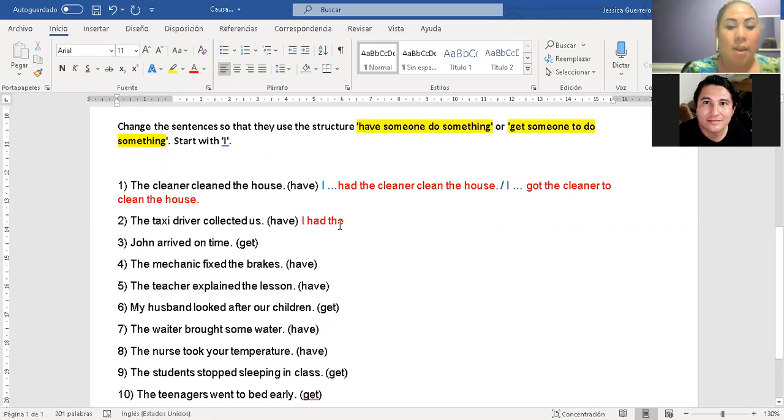Okay, so I had the taxi driver collect us, or I got the taxi driver to collect us. Okay, so that's number two.